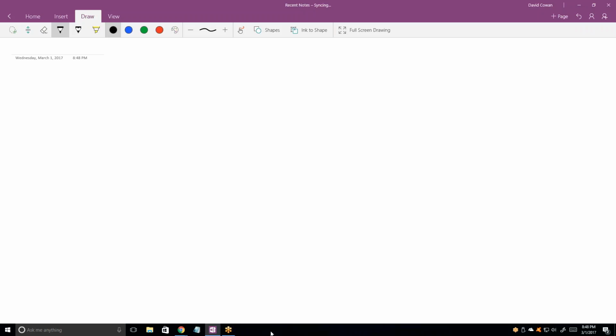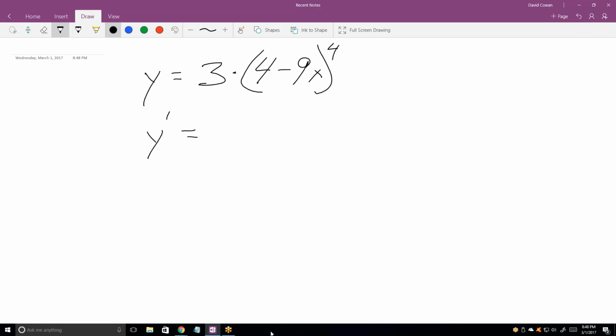About 3 times (4 minus 9x) to the 4th. Hold on, I don't think I heard all of that. y equals what? 3 times (4 minus 9x) to the 4th, in parentheses, like this? Okay.